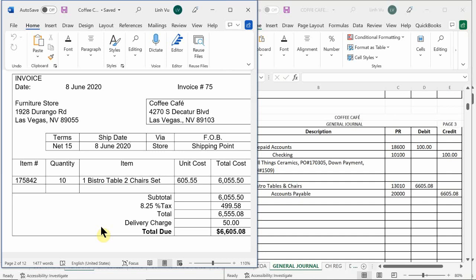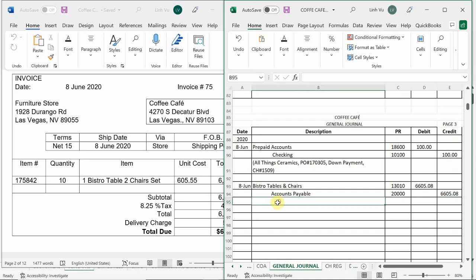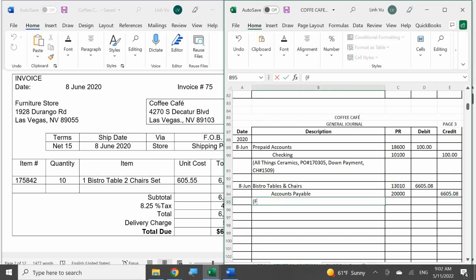Okay? So there you go. You have everything you need. Okay? So we received from furniture store. Okay? We got an invoice number 75. And we have a due date, net 15. You don't need to say you want tables and chairs because if you look at the account that you're using, it's pretty straightforward. Okay?